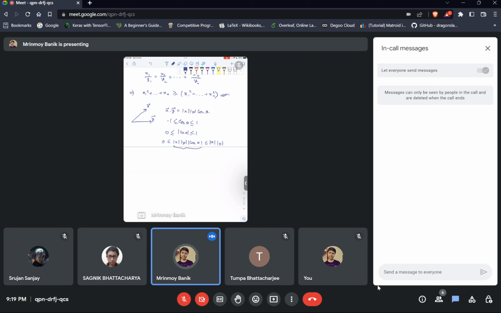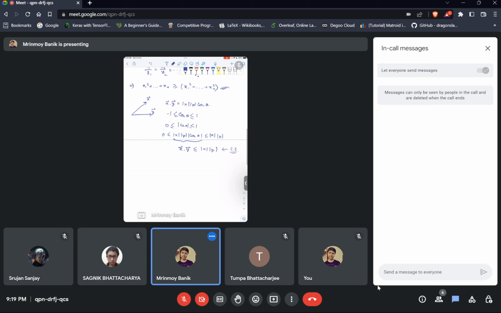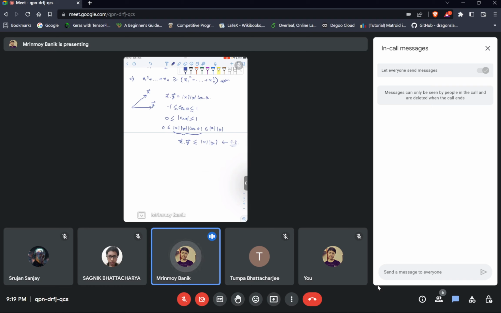And replace this with x dot y. Then you get the Cauchy-Schwarz inequality. Now the question is, this is only valid for 3 dimensions and even for 2 dimensions. What about in other dimensions? We don't know exactly if the triangle inequality is valid in n dimensions.